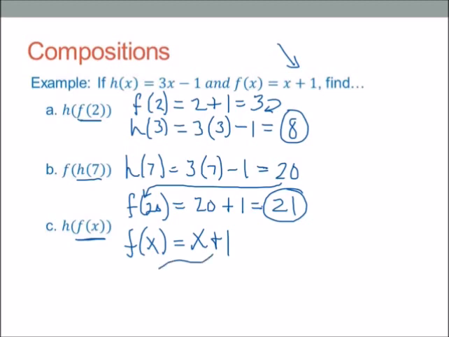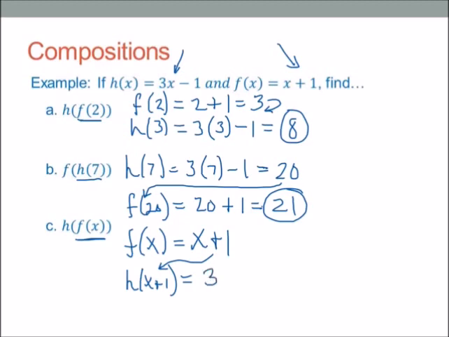So bring that down, and h of x plus 1. Now this is the trickiest part of these composition problems. I need to take the x out of h and replace it with x plus 1. So that x right there, I need to take it out, so there's a hole there now, and then I'm going to fill the hole with x plus 1.